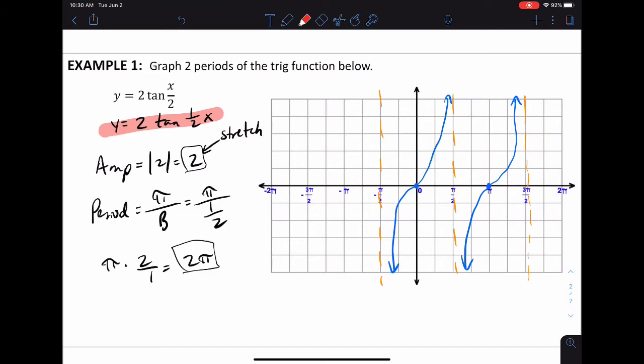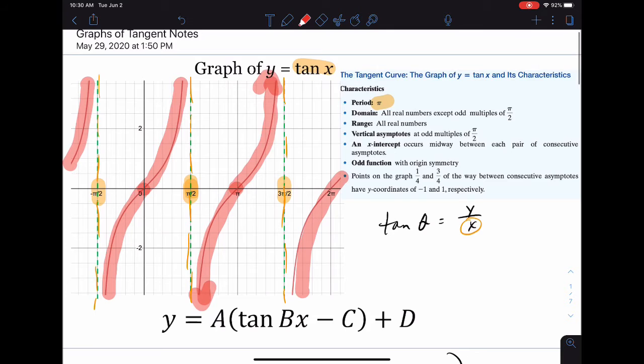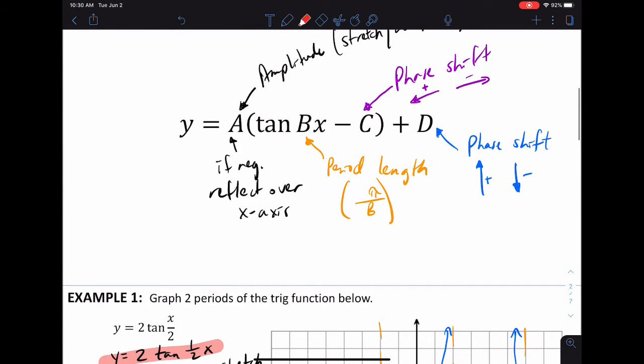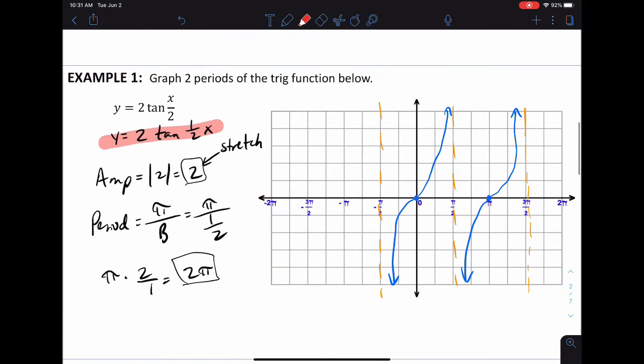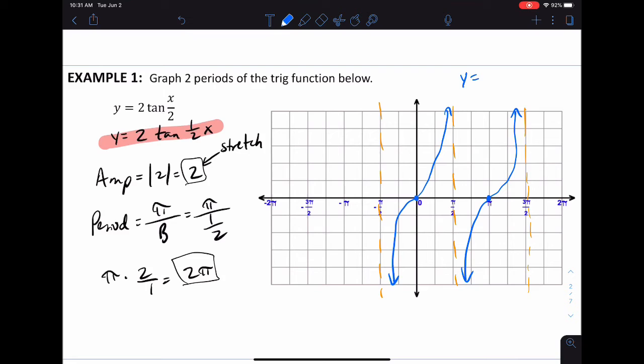Another thing, one thing I made a mistake on. Since the period of the parent graph is only pi, to find the period is just going to be pi over b. That's just for tangent, and cotangent, I should say. But we're not having to graph cotangent, so don't worry about that. But that's that. So it's pi over b. So over here, I've graphed the parent graph.